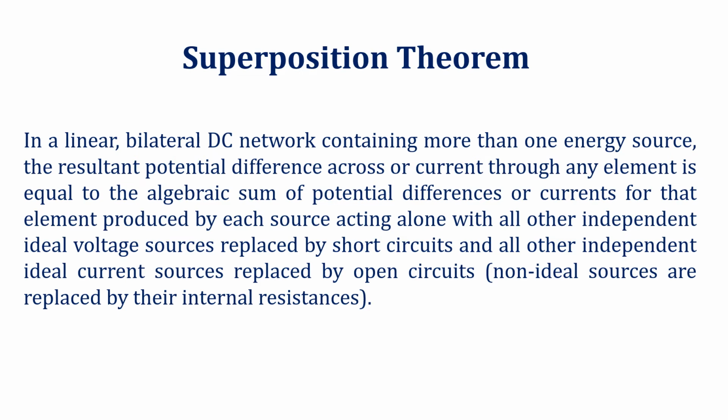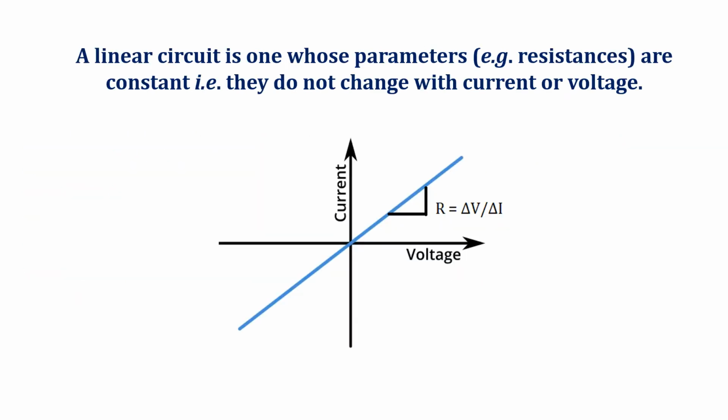So a linear network means, you see this figure, right? It is one of the characteristics of a linear circuit. A linear circuit is one whose parameters are constant, that is, they do not change with current or voltage. If you see this figure, the slope of the line is nothing but the resistance value, because it is the ratio of the change in voltage to the change in current. So here the resistance value will not change. Such circuits are called linear circuits.